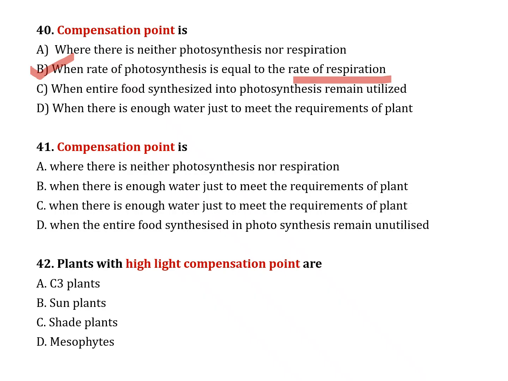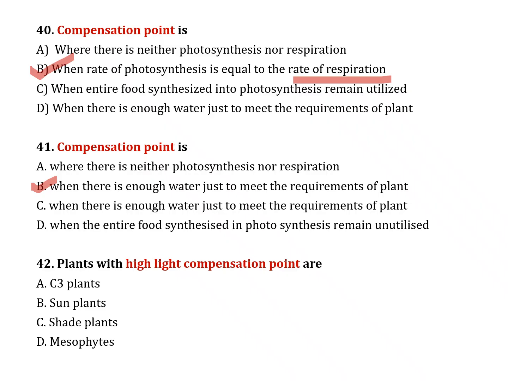The next question, number 41. Compensation point is: option A, where there is neither photosynthesis nor respiration; option B, when there is enough water just to meet the requirement of plant; option C, when there is enough water just to meet the requirement of plant; option D, when the entire food synthesized in photosynthesis remains unutilized. Correct answer is option B, when there is enough water just to meet the requirement of plants.